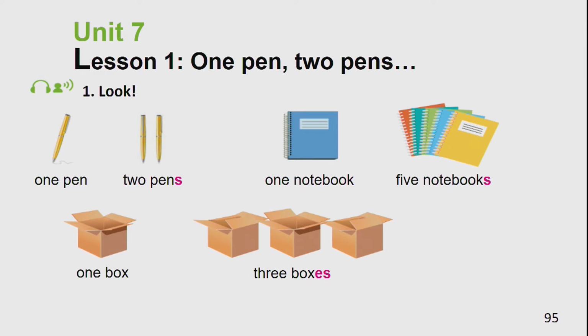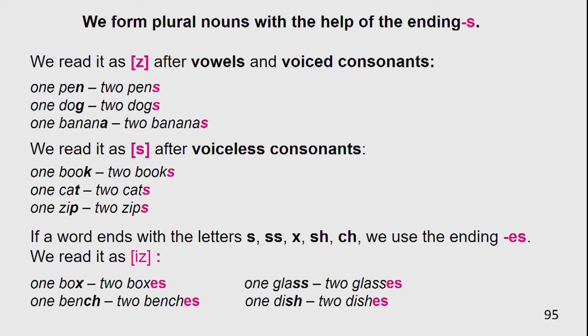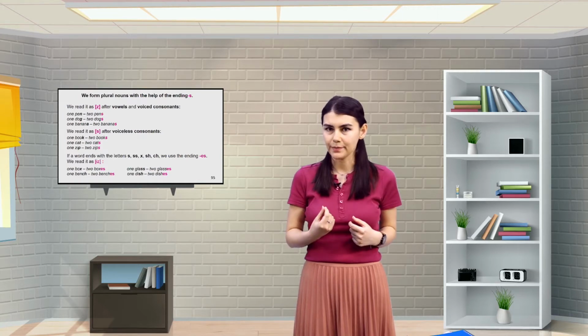Are they singular? Is it one? No, they are plural. Plural means not one, more than one. For example, 2, 3, 4, etc. We form plural nouns with the help of the ending s. 1 pen, 2 pens. Look, we read this ending as the sound z after vowels and voiced consonants. 1 pen, 2 pens. 1 dog, 2 dogs.